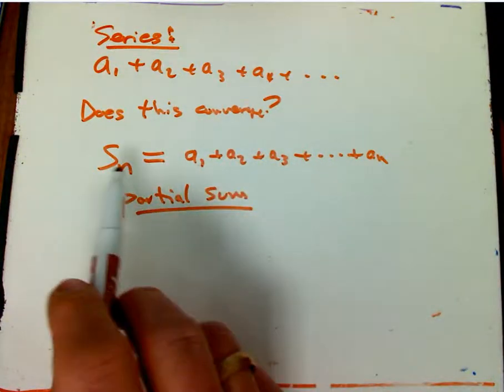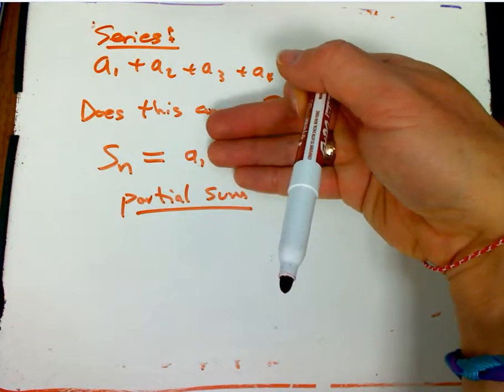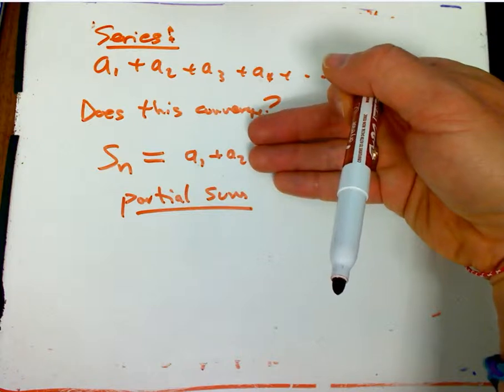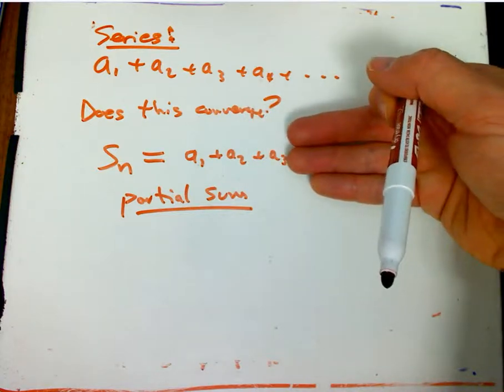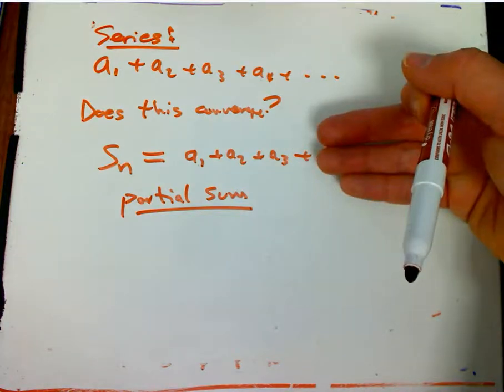And so that defines a sequence of numbers. A1 is the first, S1. A1 plus A2 is S2. That's the second thing we'd write down. A1 plus A2 plus A3 is S3. That's the third thing. A1 plus A2 plus A3 plus A4 is S4, etc.